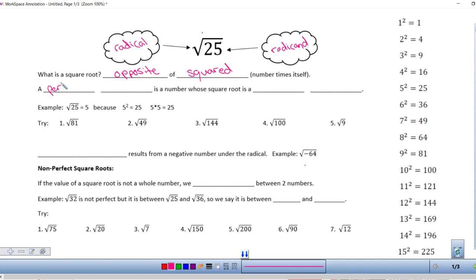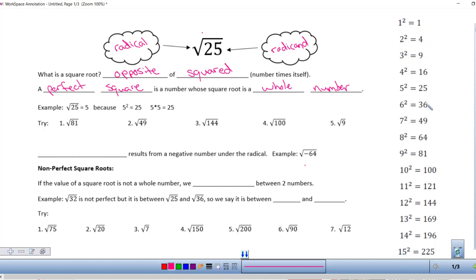A perfect square is a number whose square root is a whole number. And I have a list of some perfect squares over here, 1 through 15. These are the perfect squares. When I take those 1 through 15 squared, I get these.